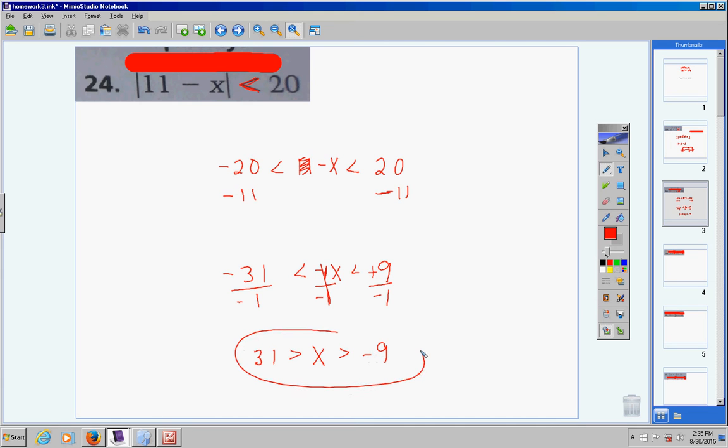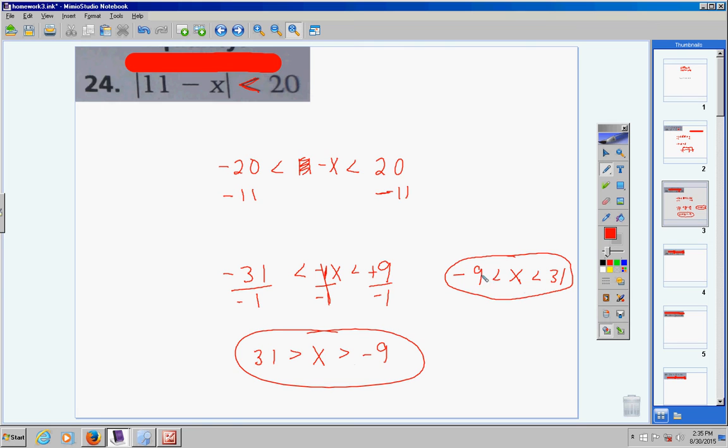So there's your answer. Now before I unveil this answer, they very well might have written their answer like this. They might have put their negative 9 over here, their 31 over here, their x in the middle, and pointed the arrows to the left. Students, this answer here is identical to this answer here. How do I know? Watch.